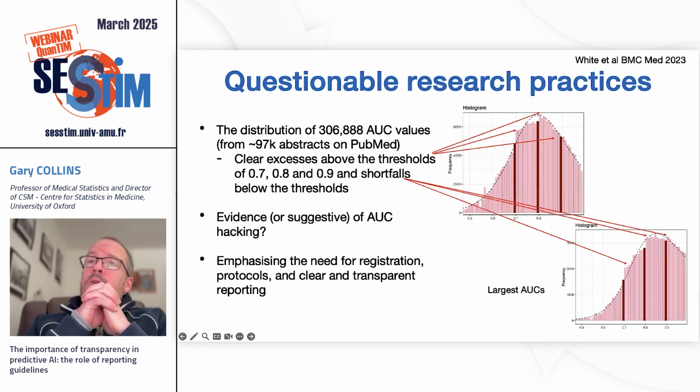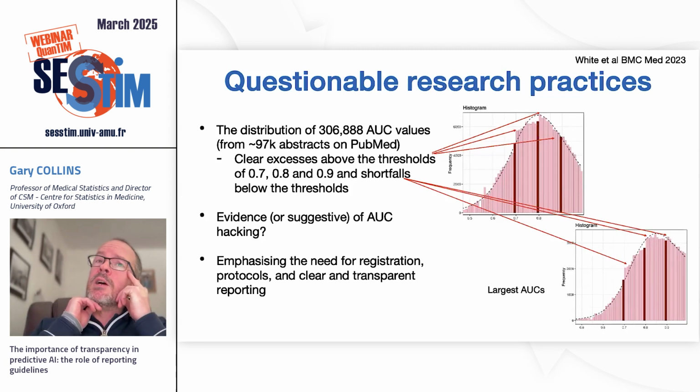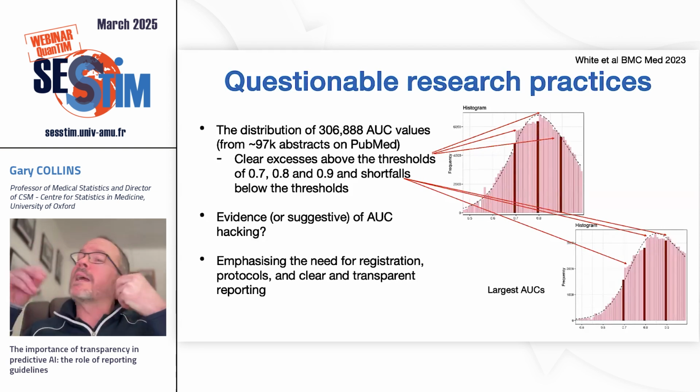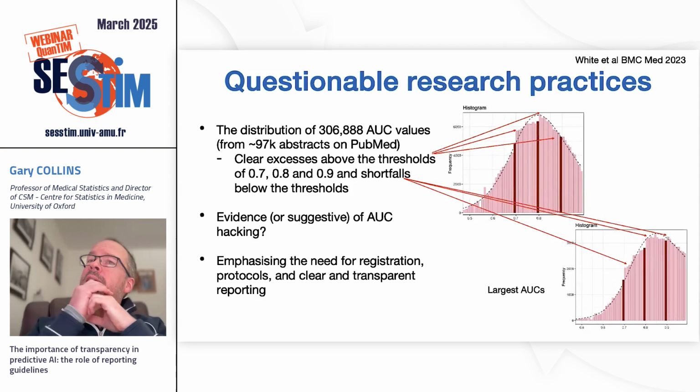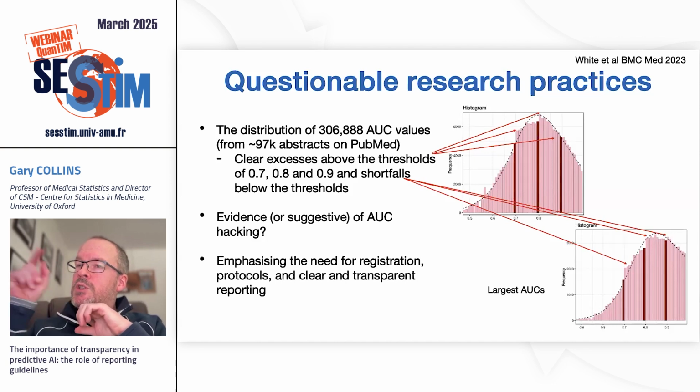We're also seeing problems with reporting and questionable research practices. Here's a study done by Nicole White and Adrian Barnett, which we published in BMC Medicine a couple of years ago. What we did is we extracted 300,000 AUC values from published abstracts on PubMed. You've probably seen, or you are aware of, p-hacking or p-harking, where you'll see p-values just below 0.05 or just below 0.01.